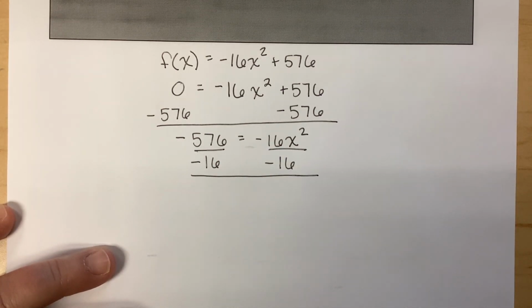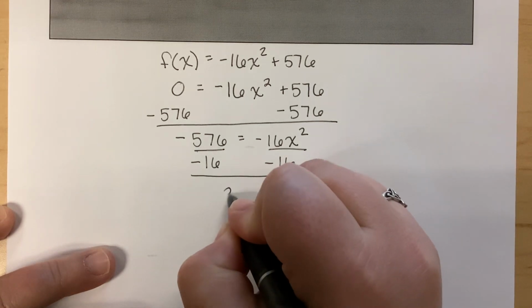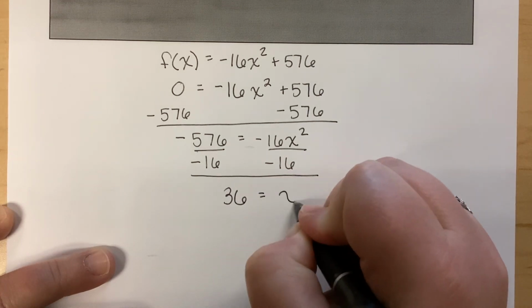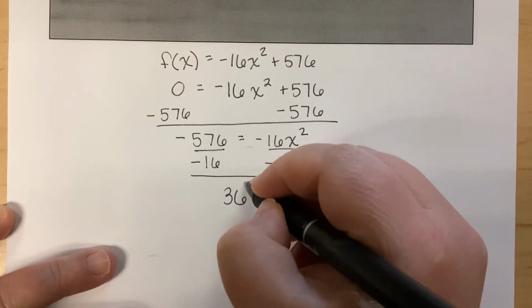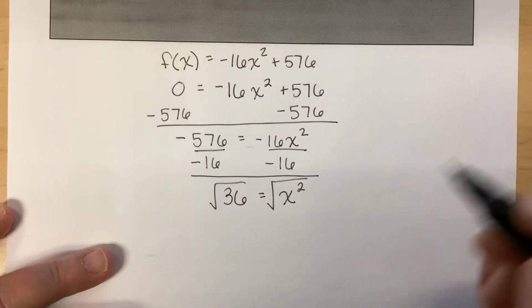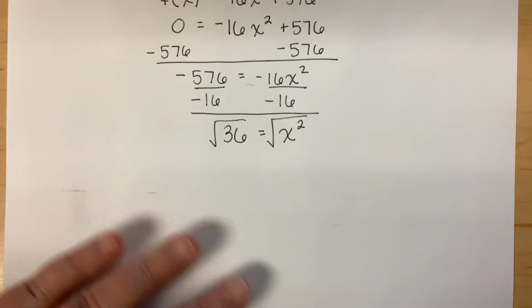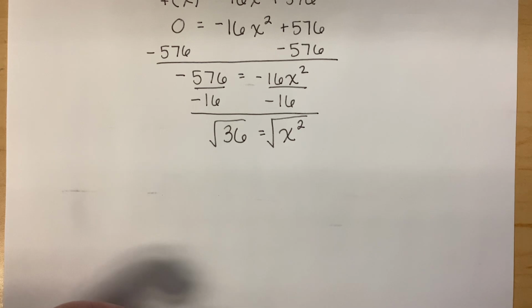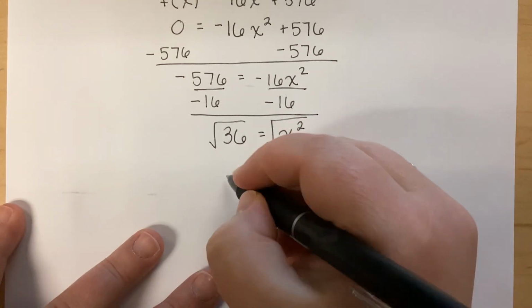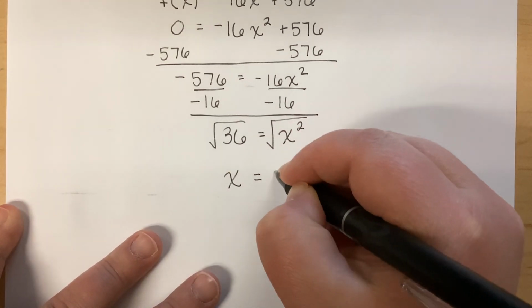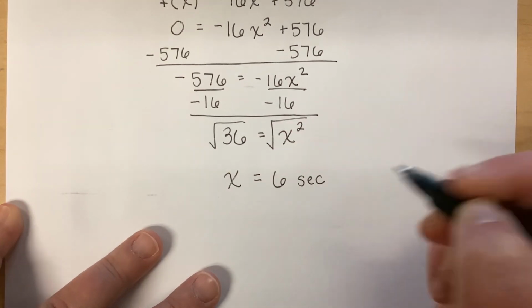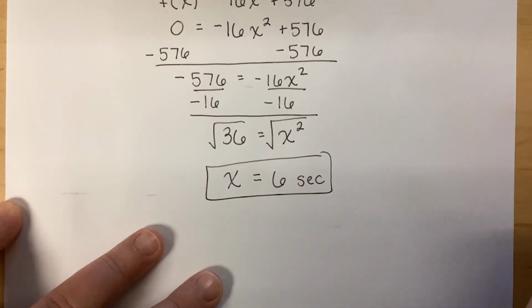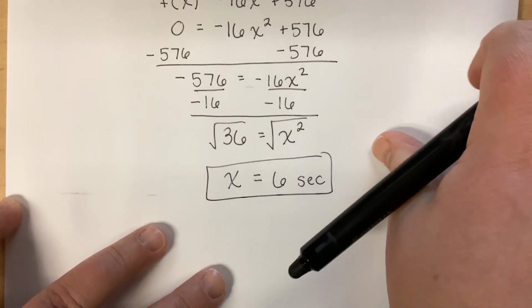576 divided by 16 is 36. So I have 36 equals x squared, which now allows me to take the square root of both sides. And the square root of 36 is both positive and negative 6. But remember, x represents time here, and it doesn't make sense to have negative time, so the only answer we keep is the positive 6, and it is 6 seconds. So that's how long it would take the water balloon to reach the ground.